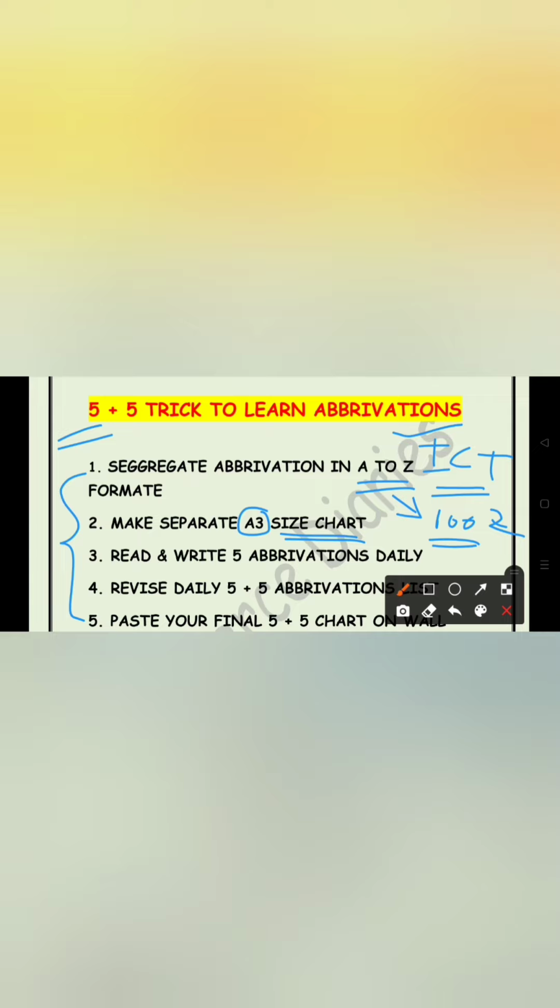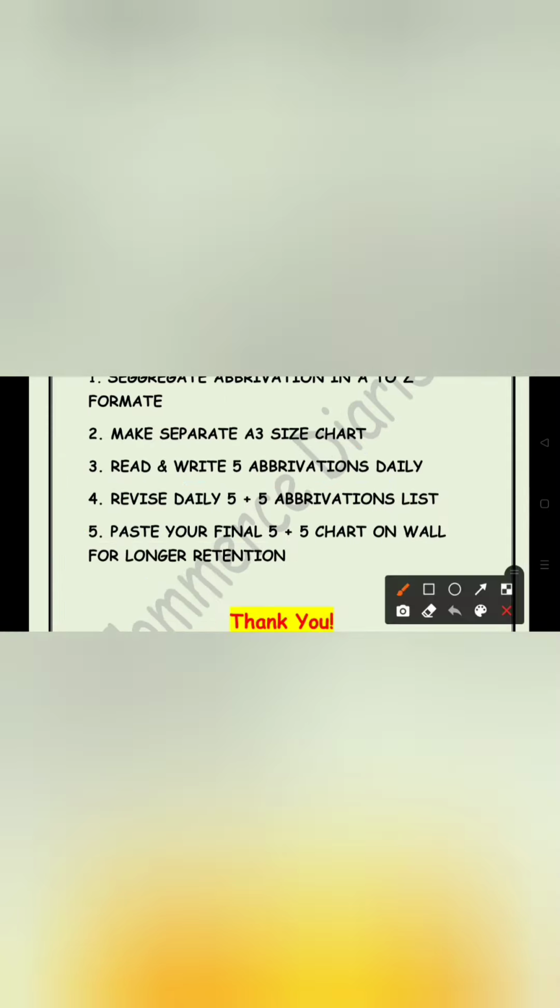So rather than wasting time flipping through pages, it is good to make a chart at the initial stage. Okay, the next thing is to read and write 5 abbreviations daily. As I have told before, once you segregate your abbreviations in A to Z format, you have to pick up the easiest abbreviations in the beginning. So if you start from the letter A, take any 5 abbreviations, first read them properly, understand what is given in that abbreviation, what terminology they are using in that abbreviation.